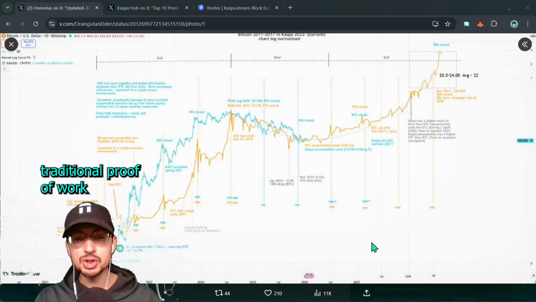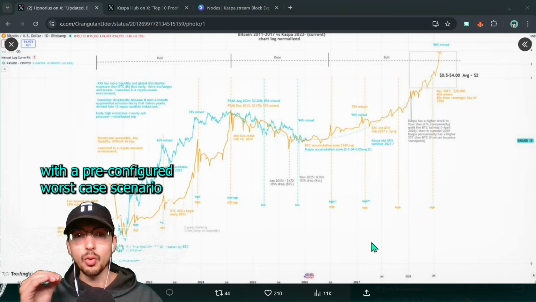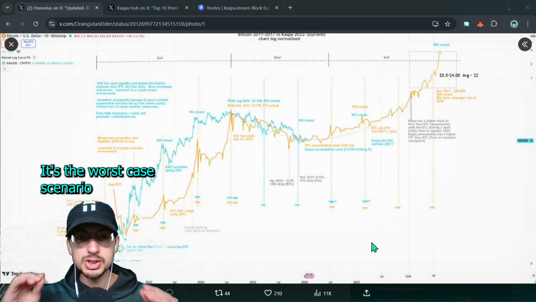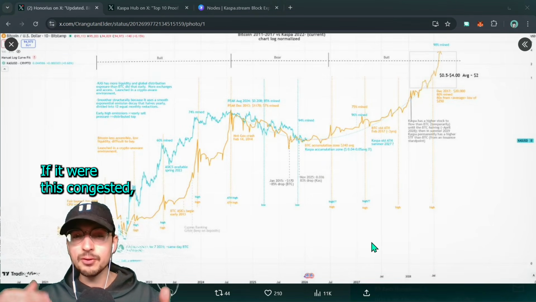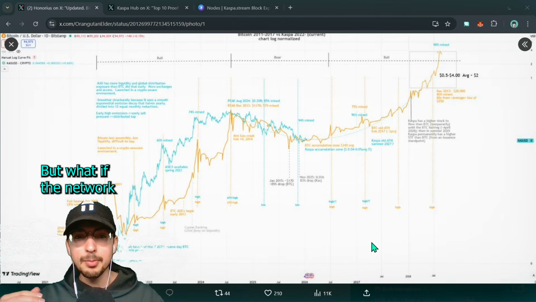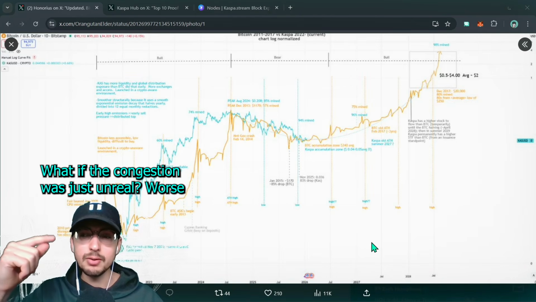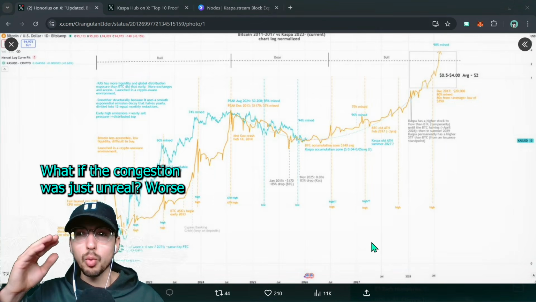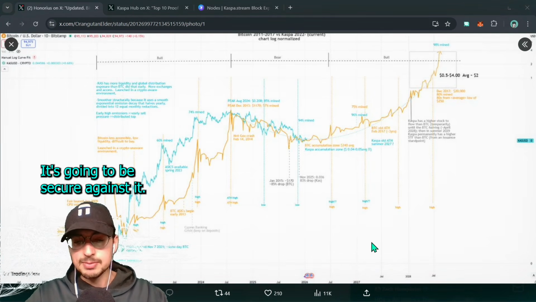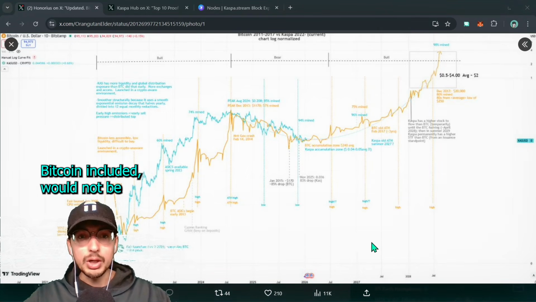So that's how the traditional proof of work blockchains, and even GhostDAG, operate, with a pre-configured worst case scenario for this confirmation time. That's what the confirmation time represents. It's the worst case scenario for the network. If it were this congested, we're still going to guarantee a certain level of security. But what if the network got even worse than that, worse than worse? What if the congestion was just unreal, worse than the worst case scenario? What if it happened? Guess what? DAGNet is going to be secure against it, whereas any other network, Bitcoin included, would not be.